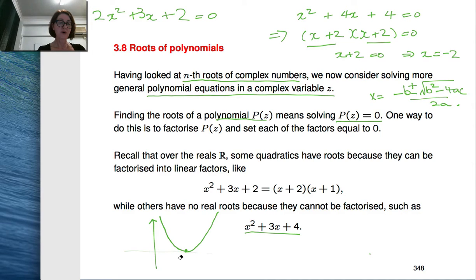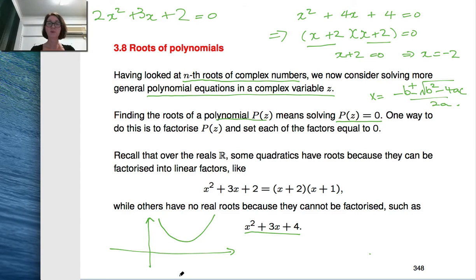In the other case, where it has no real roots, then we might have something that looks like this. So the polynomial might sit above the x-axis and it doesn't cross it anywhere, so we can't find any x that makes that thing equal to 0.